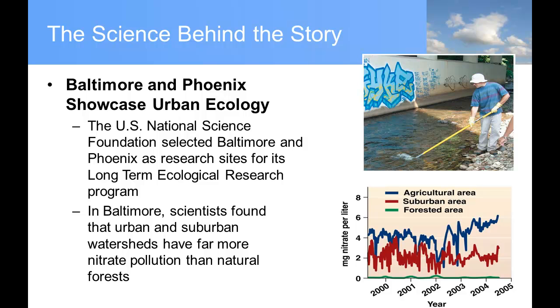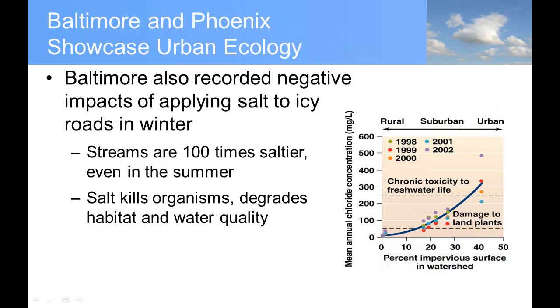Baltimore and Phoenix are two cities that have been used as showcases for urban ecology. The U.S. National Science Foundation selected these two cities as research sites for its long-term ecological research program. In Baltimore, scientists found that urban and suburban watersheds have far more nitrate pollution than natural forests. Baltimore also recorded negative impacts when applying salt to icy roads in winter. The streams became 100 times saltier, even in the summers. These salts killed organisms and degraded the habitat and water quality.